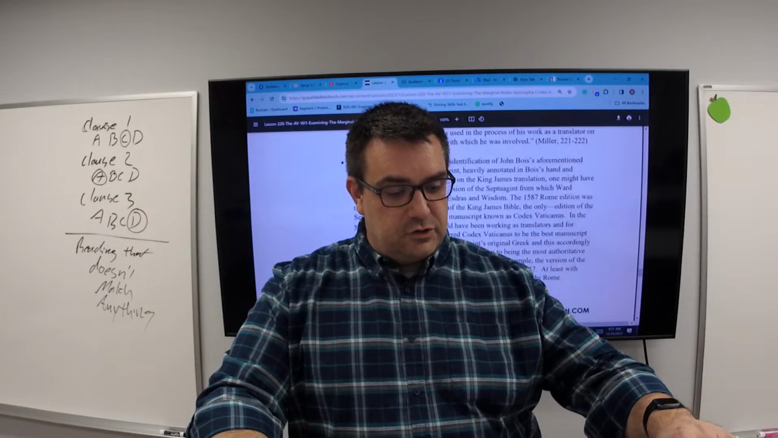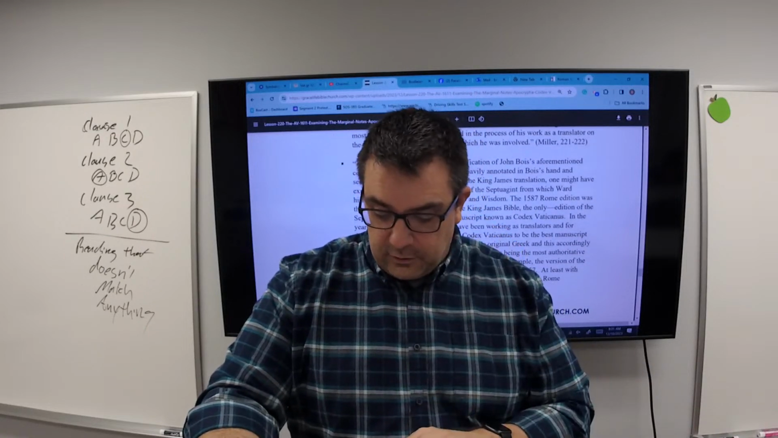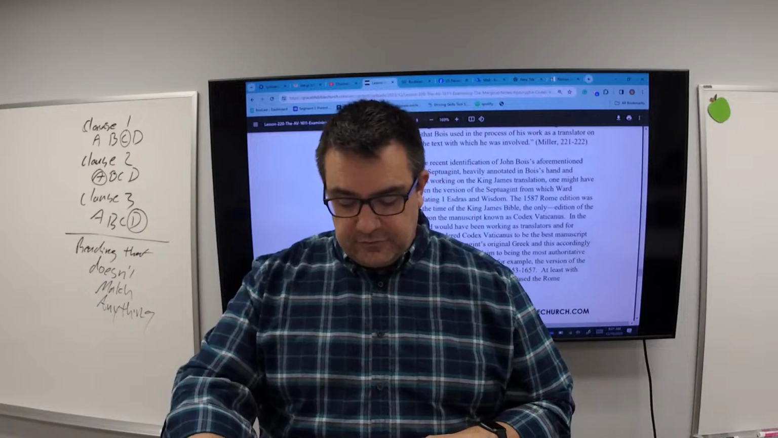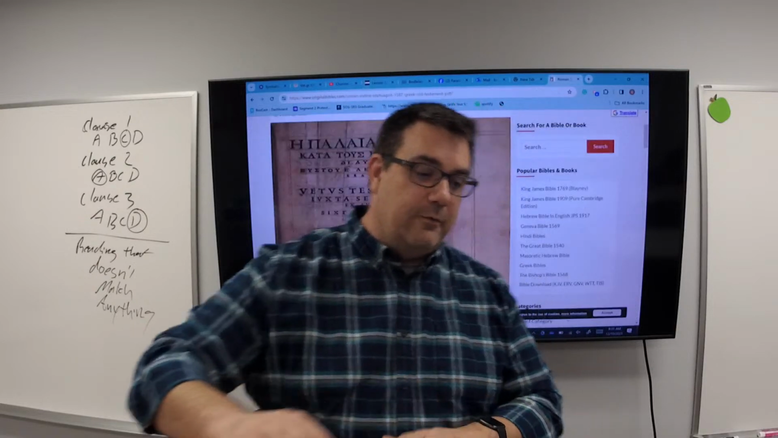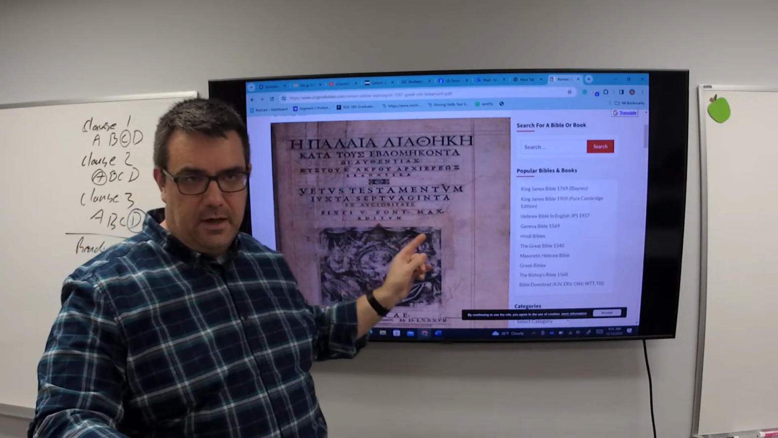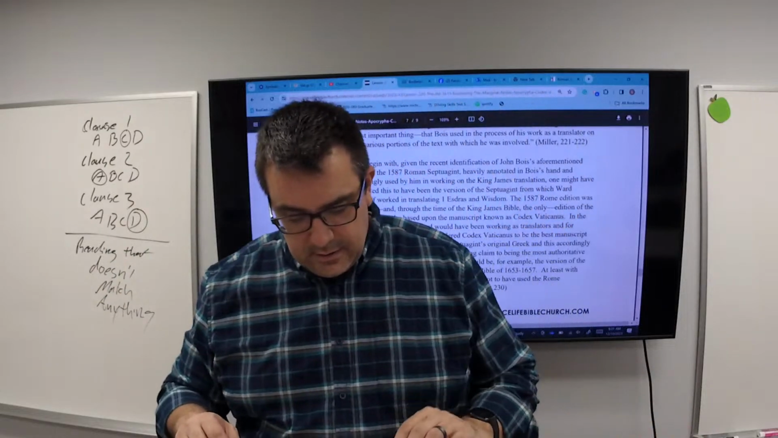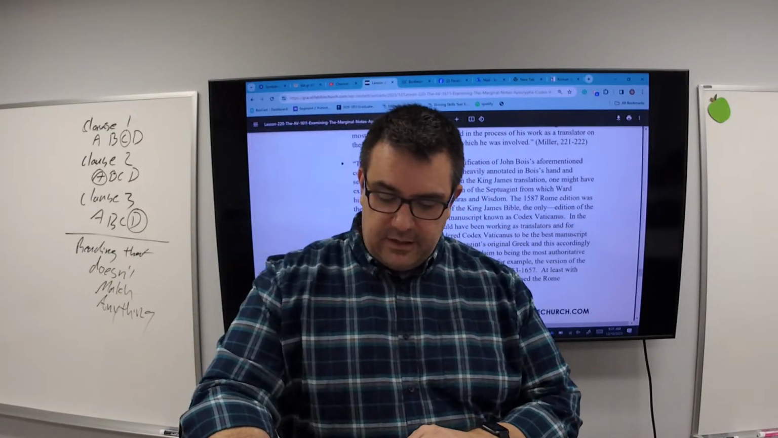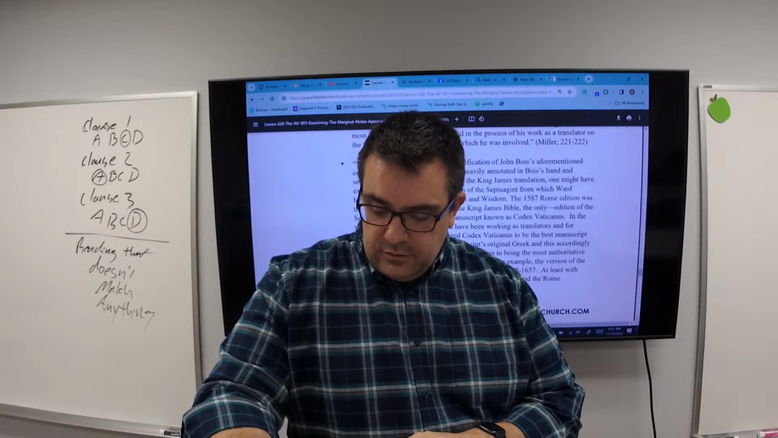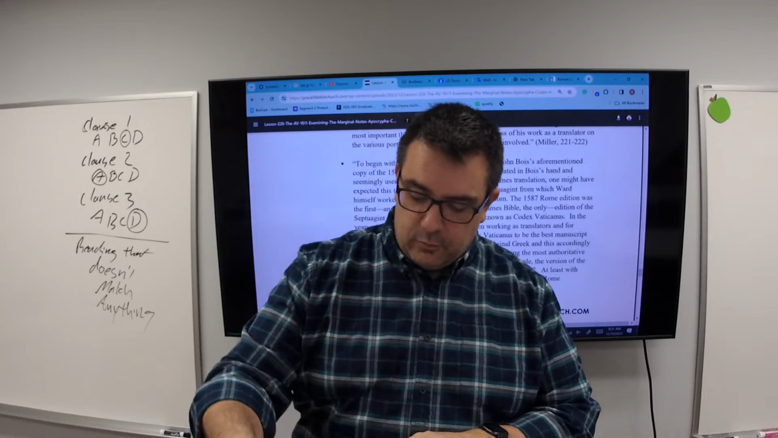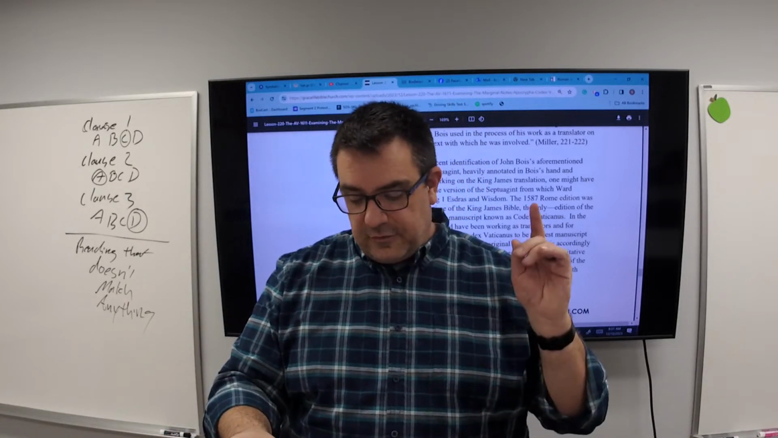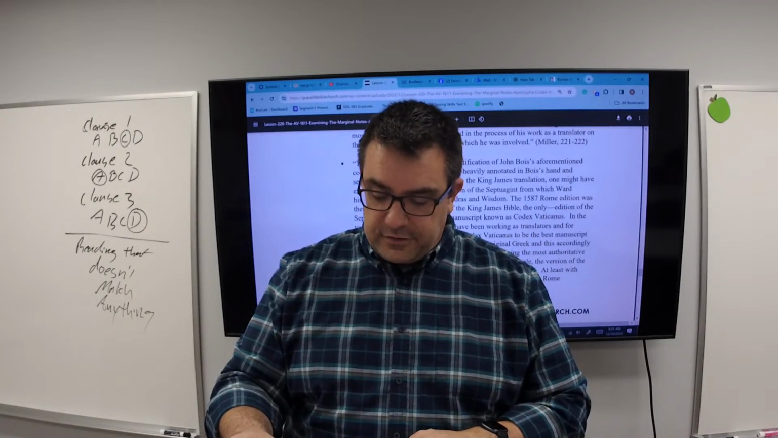And then there's an additional quote a few pages later from page 230, quote, "To begin with, given the recent identification of John Boyce's aforementioned copy of the 1587 Roman Septuagint," and again, that's this one right here. He had one of these, and he wrote in it in his own handwriting. Okay, this has been discovered also in the Bodleian Library. Heavily annotated in Boyce's own hand and seemingly used by him in working on the King James translation. One might have expected this to have been the version of the Septuagint from which Ward himself worked in translating First Esdras and Wisdom.